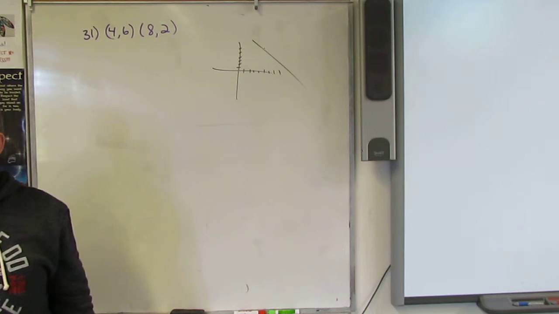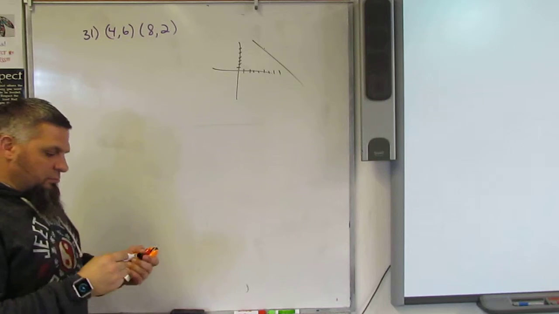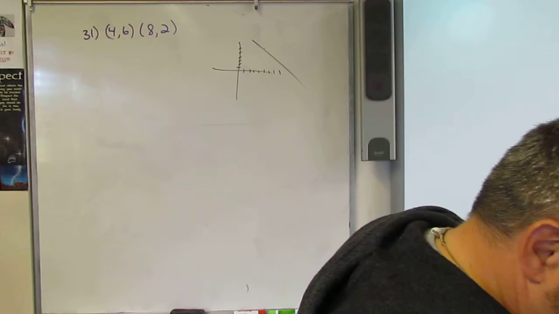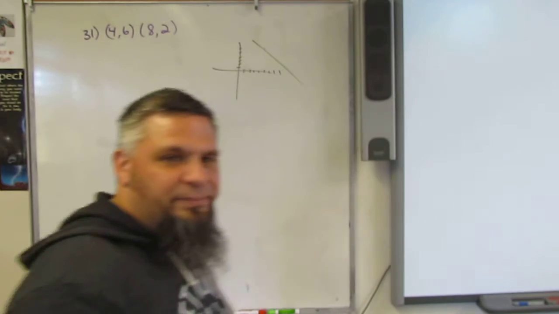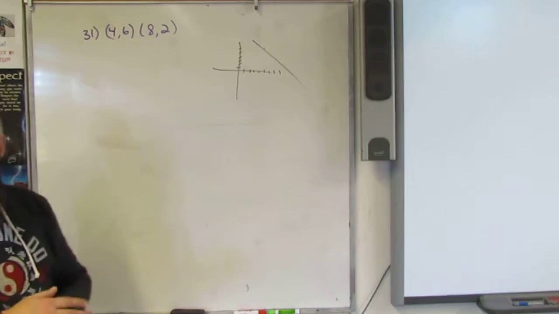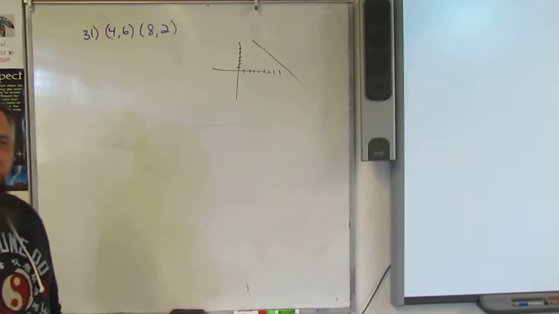You're missing one. We didn't do 30. Just skip 30. No, we're doing 31 now. Too bad. Alright. We'll go back to 30. Alright, so 31.